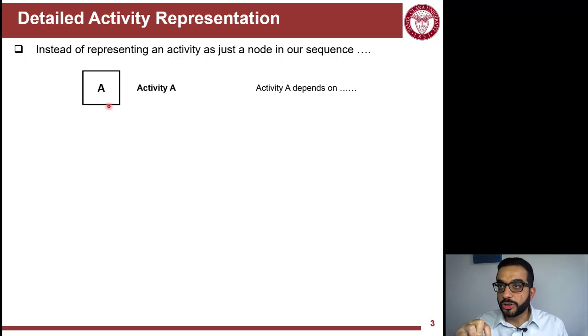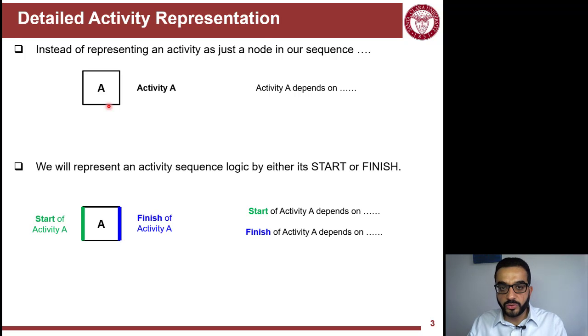In order to move away from the simple relationship representation, A depends on B or B follows A, we need a slightly different representation of the activity. Yes, we represent the activity as a node. So we don't say activity A depends on whatever previous or preceding activity. But now in this node, I will look at its start edge and its end or finish edge separately. These are two important points of time. I don't have to represent the activity as this whole time period during its duration.